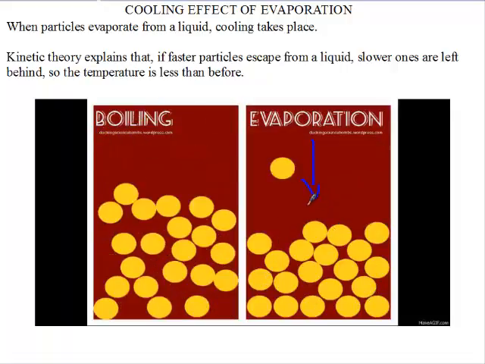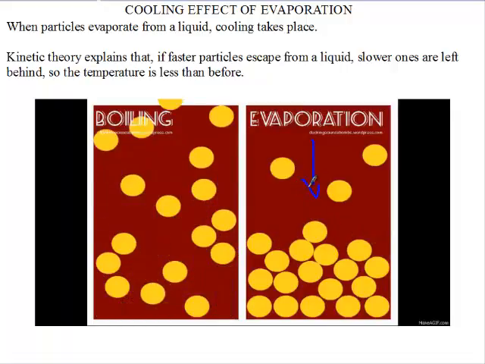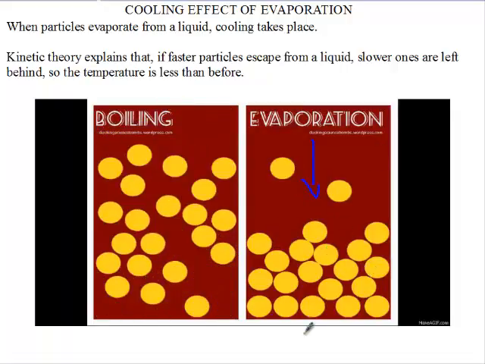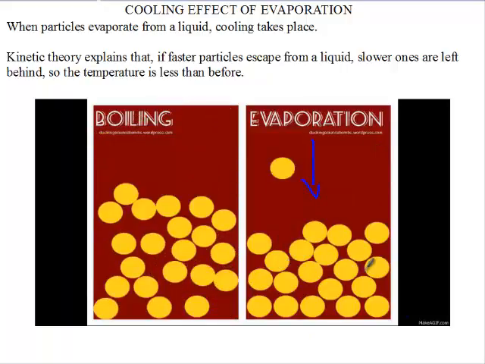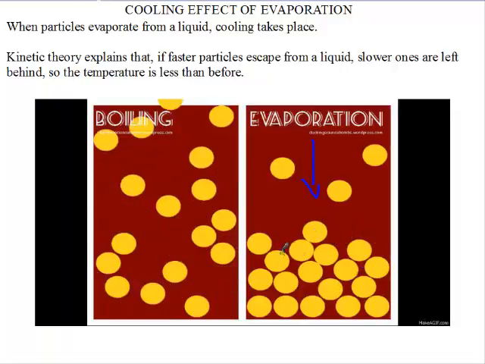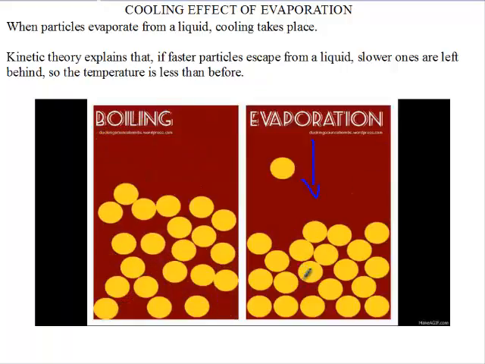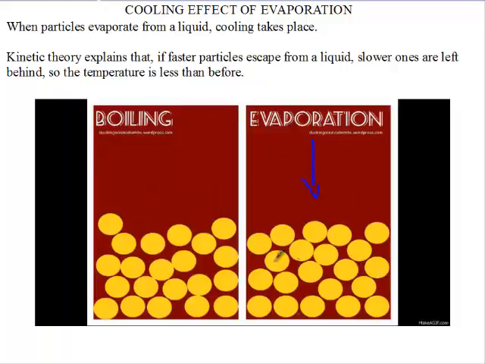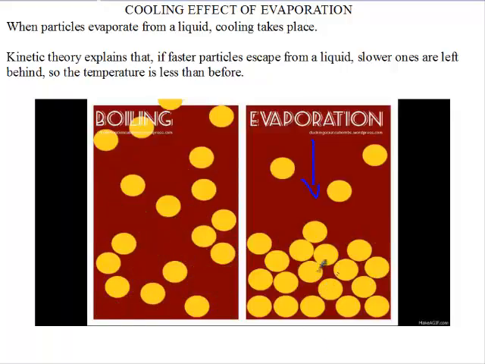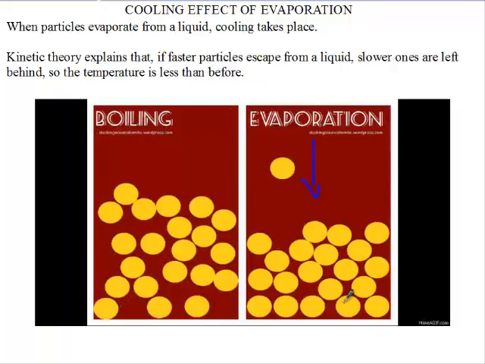So once evaporation takes place, the hot active particles will leave, leaving behind the cool inactive particles, or the cool particles that are much slower. Okay, the hot energetic particles will leave, and they will leave behind the cool, less energetic particles. So after the heat has left, the system is left with cool particles. So once evaporation takes place, the result will be a cooled substance.